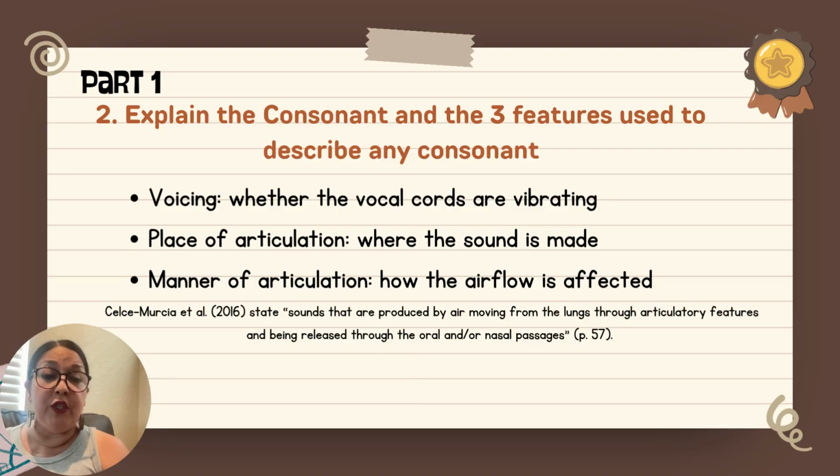Place of articulation is where the sound is made, and I described this in the previous slide. It could be dental, alveolar, glottal, etc. And then we have manner of articulation, and that is how the airflow is affected. And Celce-Murcia et al., 2016 state that manner of articulation refers to sounds that are produced by air flowing or moving from the lungs through articulatory features and being released through the oral and or nasal cavity.